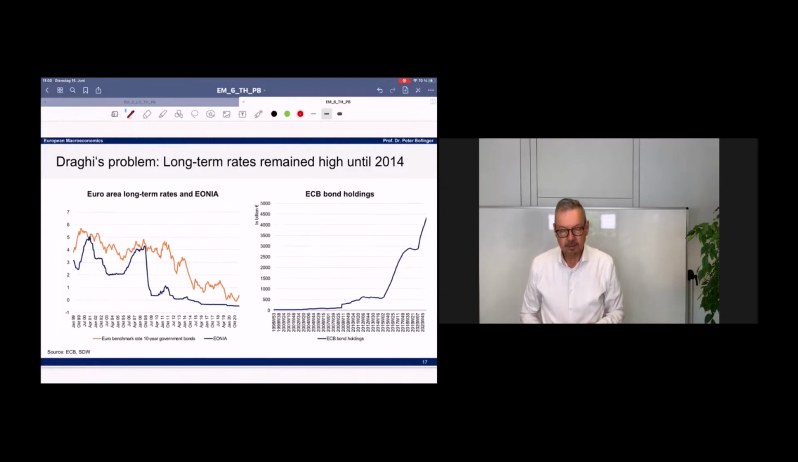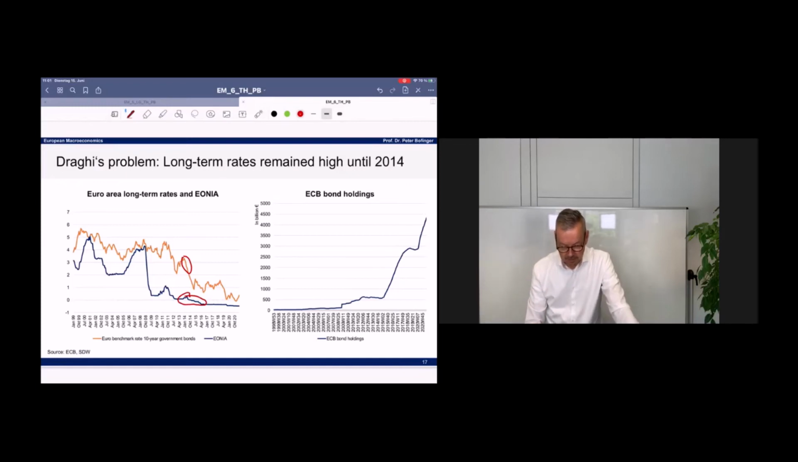So as I said, unconventional policies are required if the central bank reaches the zero lower bound and if long-term rates are still too high. When Mario Draghi came into office by the end of 2011, the short-term interest rate, EONIA, was more or less at the zero lower bound, but you still had relatively high long-term rates in the euro area. This rate is a euro benchmark rate for 10-year government bonds.